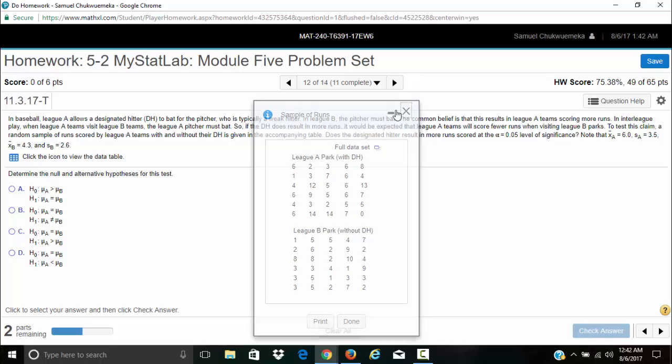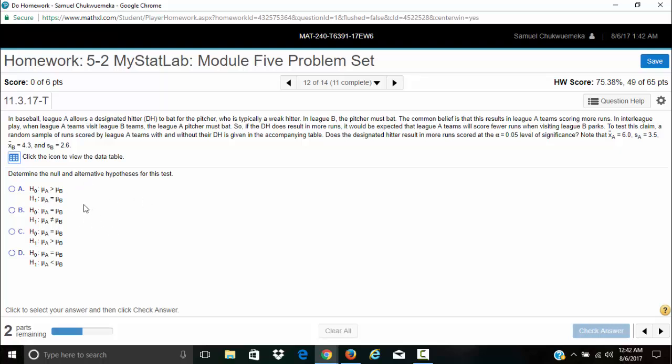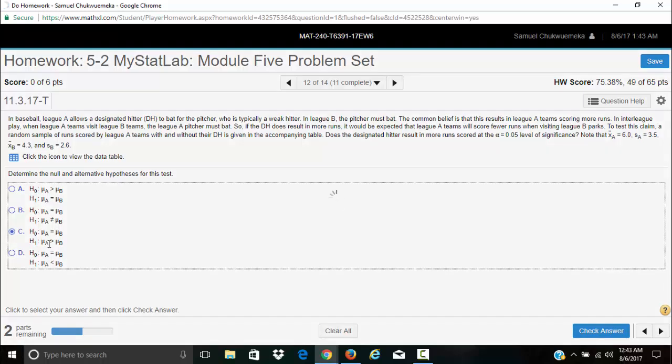First of all, let's answer this. The null is that the runs are the same. That's the null: mu A is equal to mu B. But then the alternative will be, does the designated hitter result in more runs? So the alternative hypothesis will be that mu A is greater than mu B, or you can say mu A minus mu B is greater than 0. And this would be one-tailed, right-tailed. So the option is C.